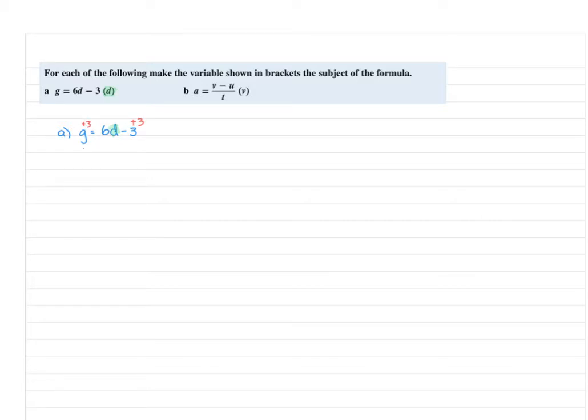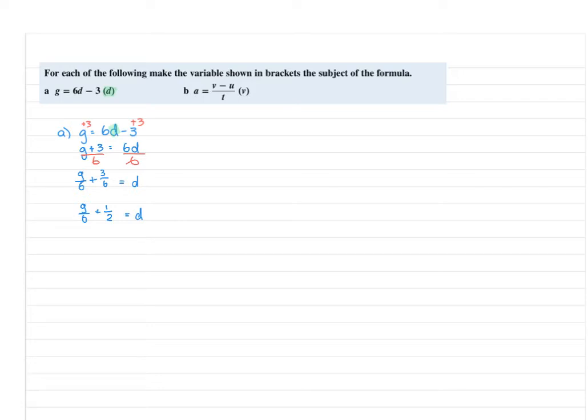That means I'm left with G plus 3 equals 6D. To get D by itself, to solve for D or make D the subject, let's divide both sides by 6. On the right-hand side of the equation, I now have D is equal to G over 6 plus 3 over 6. I could take this one step further and say that's G over 6 plus 1 over 2.